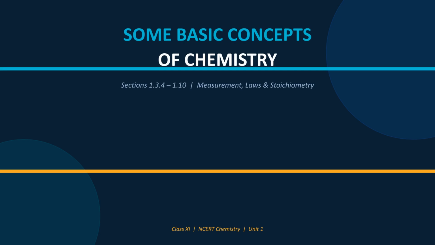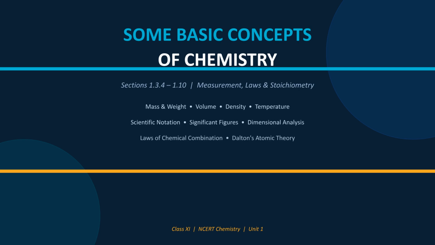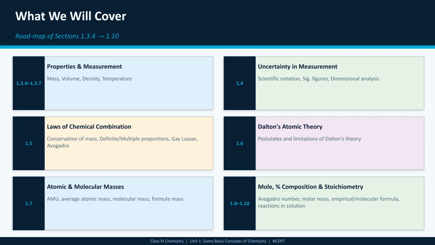Welcome to the video on some basic concepts of chemistry. We will cover fundamental topics including measurement, key chemical laws, atomic and molecular mass concepts, and stoichiometry. This roadmap details the sections we will explore: properties in measurement, uncertainty in measurement, laws of chemical combination, Dalton's atomic theory, atomic and molecular masses, and finally, the mole concept, percent composition, and stoichiometry.